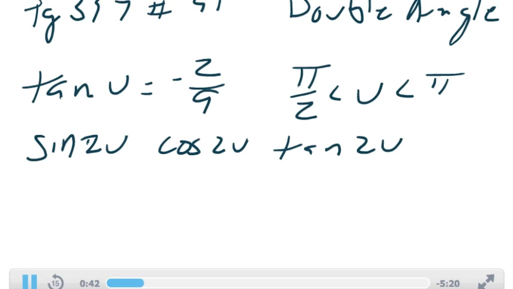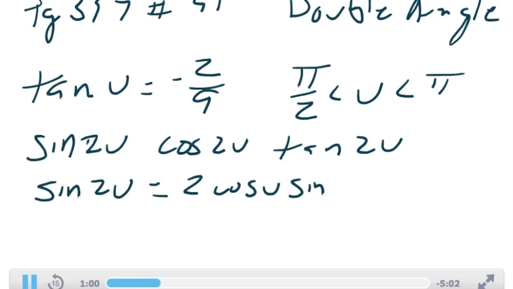All right. So double angle formulas. Sine of 2u is what? Well, you should have that on your reference card. It's in the flyleaf of your book. Sine of 2u is 2 cosine u sine u. Okay, you want to have that on your reference card. Don't necessarily expect you to remember all of those. You will want to have those when you get to the test.